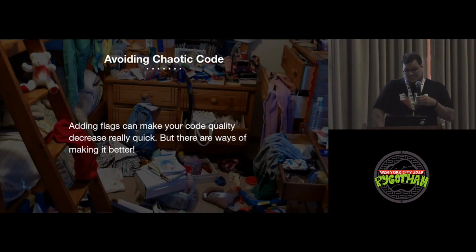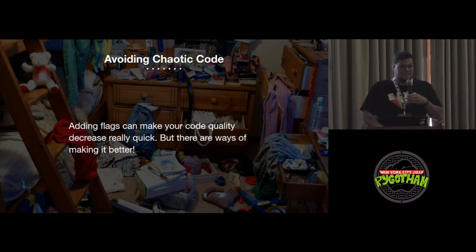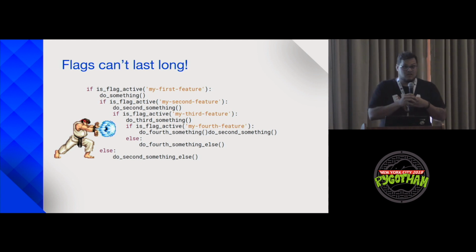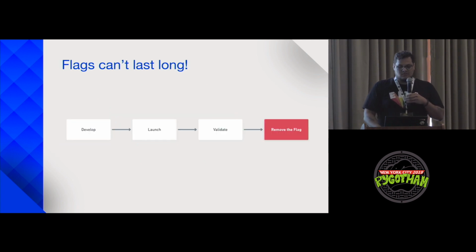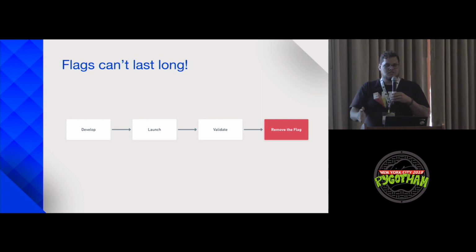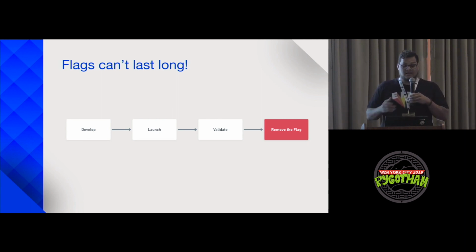And that leads to our next problem, which is avoiding chaotic code. How can you do that? There's only one answer for that: flags can last long. You can leave them in your code forever, or your code will be like this. It will be a lot of nesting and really hard to read and understand. So it's not a good practice to leave flags there. There's a flow for that. You need to develop, launch the new feature, validate, and remove the flag. You have to remove it later.